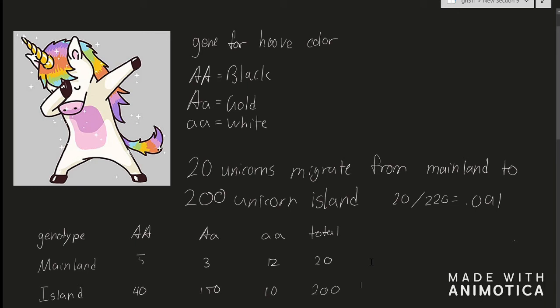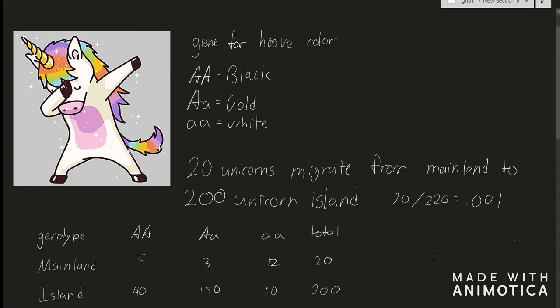I'm going to use unicorns to explain how population genetics works. We have an autosomal gene for unicorns that has two alleles. A big A allele will give black hoofs, a big A little a will give a gold hoof, and a little a will give a white hoof.